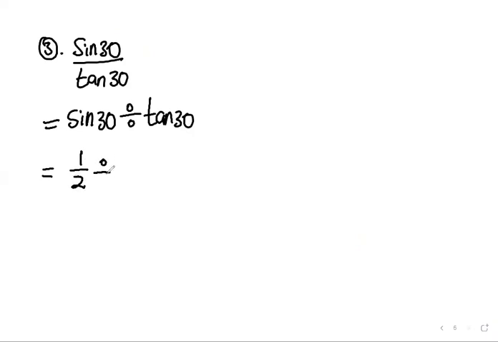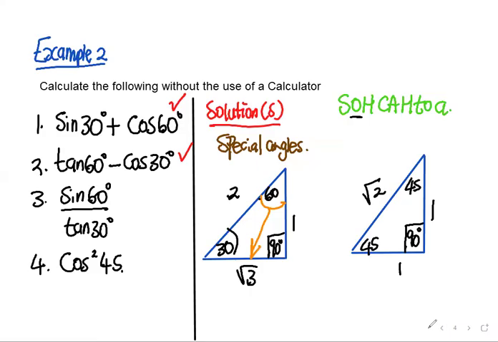You say divide by, you check what is tan 30. So you're gonna use the special angle for 30. And then tan is what? Opposite over adjacent. Now let me show you something here. So it's gonna be opposite over adjacent, which is 1 over root 3. Don't panic. It's gonna be 1 over root 3.